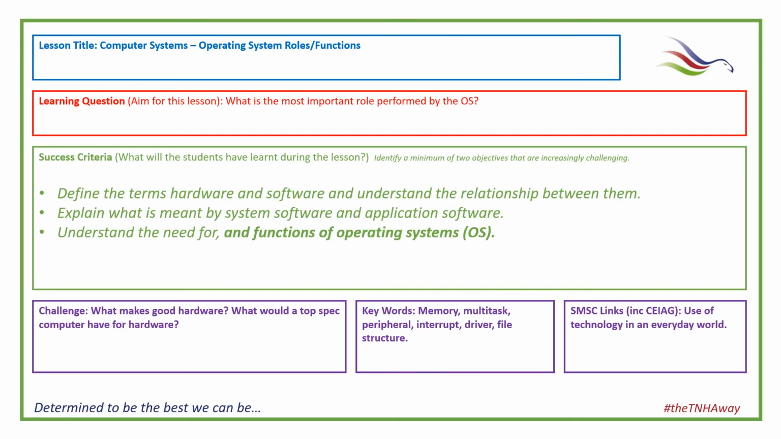Recap of this lesson. If we think about the previous lesson and this lesson, you've now done the operating system. As far as GCSE is concerned, there's an awful lot more to it, but as far as GCSE, that should cover off all the roles. You should know the difference between hardware and software, know the difference between system software and application software. What do you know about those keywords now? Memory, multitasking, peripherals, interrupts, drivers, file structures, file folders, that kind of idea. Should give you a better idea about using technology in the everyday world.